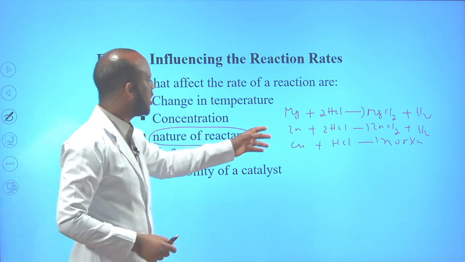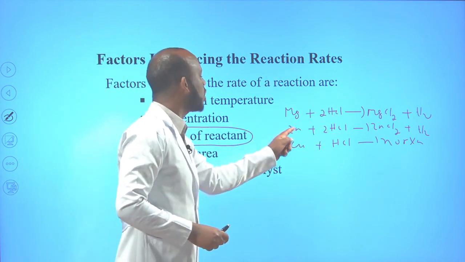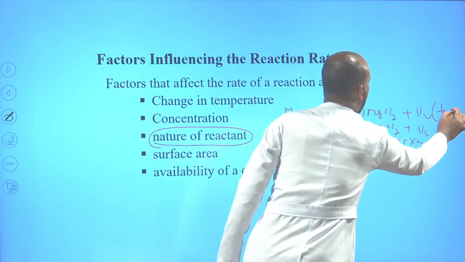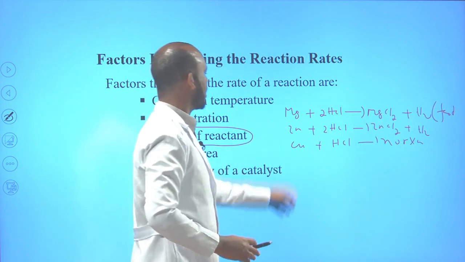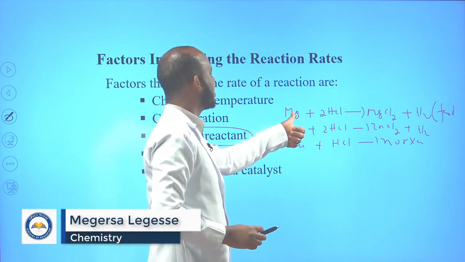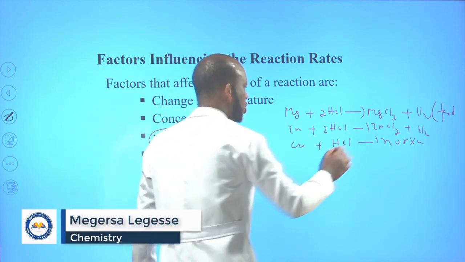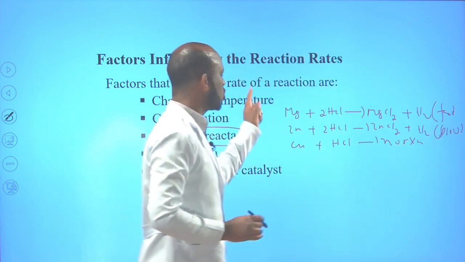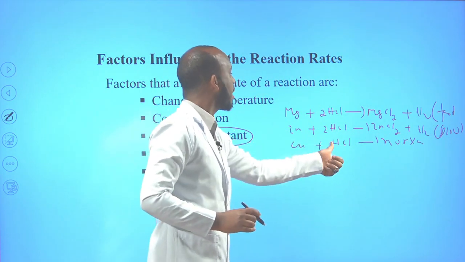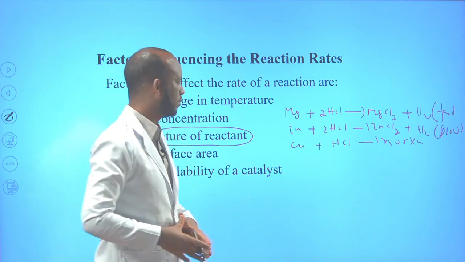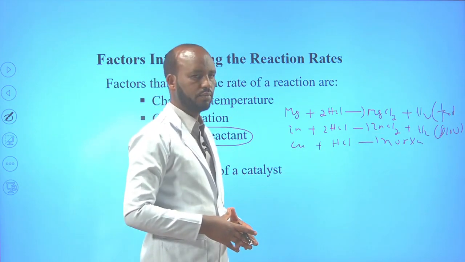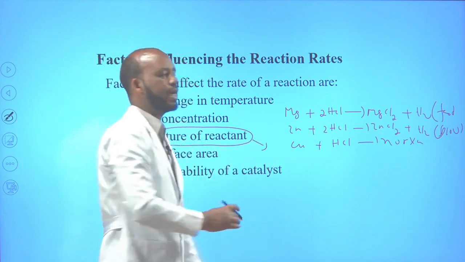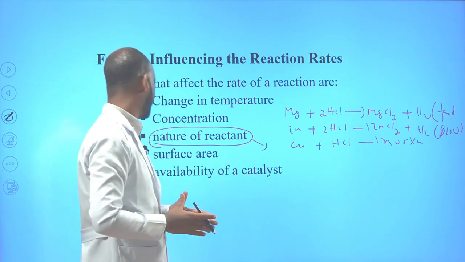You see? Magnesium is more reactive than zinc. Therefore, this reaction is fast reaction. Zinc is less reactive than magnesium. Now this reaction is slow. Copper can't displace hydrogen from a substance. No reaction. Therefore, nature of the reactant. Now this is chemical behavior of reacting substance.